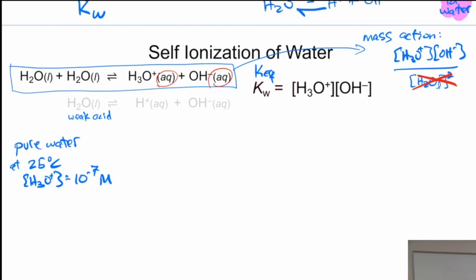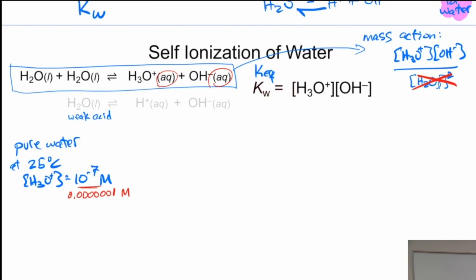Now, I told you this: when we measure pure water at 25 degrees Celsius, the concentration of hydronium is 10 to the minus 7th. That's 0.1234567. That's what that is, okay?